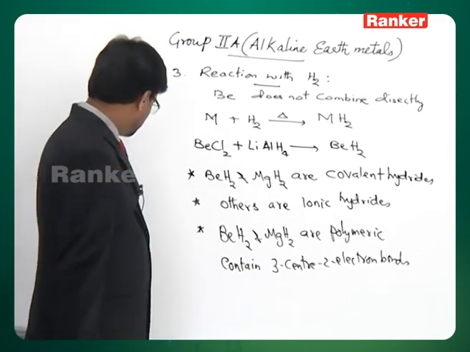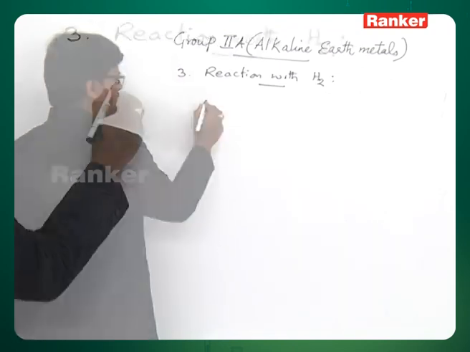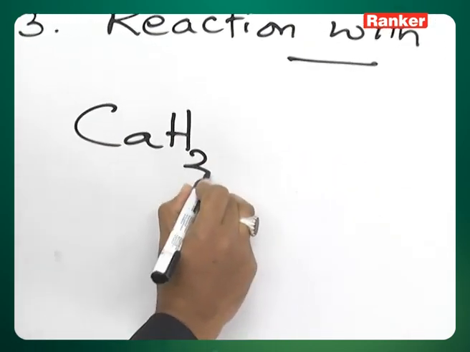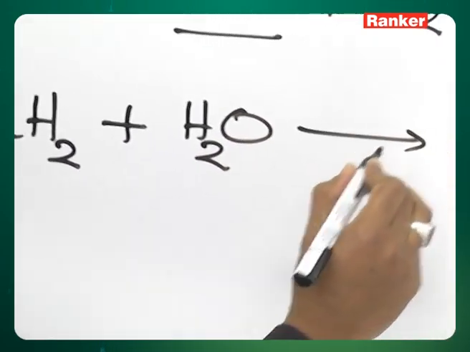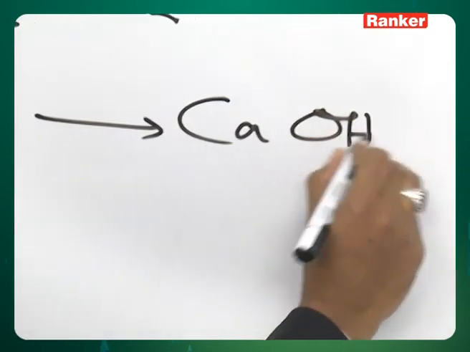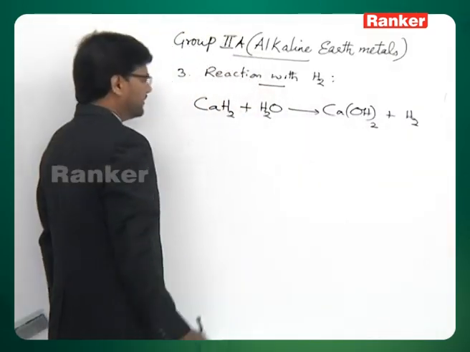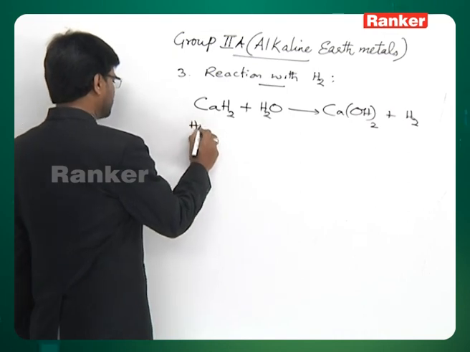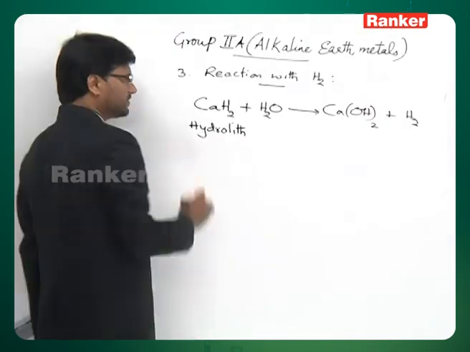produces hydrogen gas. Look at the equation. I am now going to write that equation. Look at the way this substance reacts with water. Calcium hydride reacts with water to give calcium hydroxide and hydrogen gas is produced. I would like to emphasize on this. See, this is popularly called hydrolith.